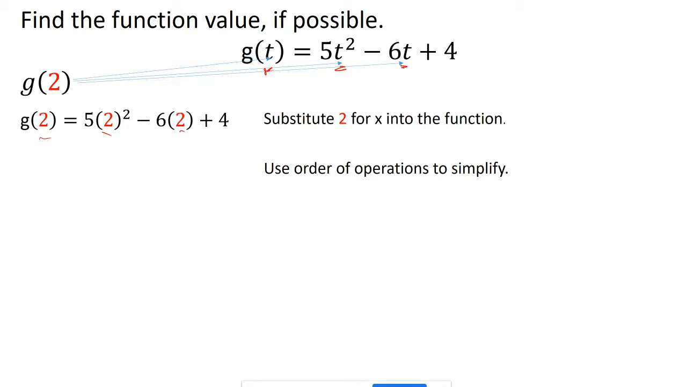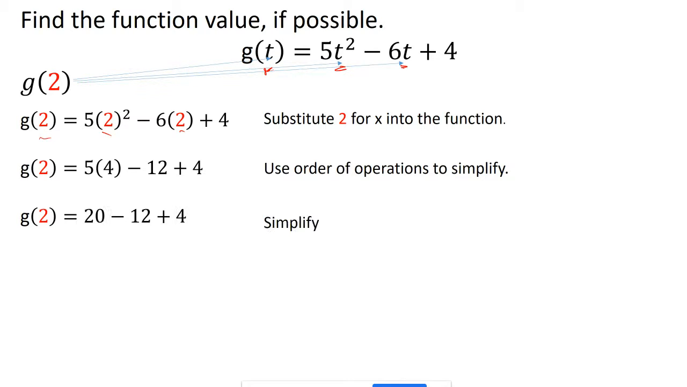So then we want to use order of operations to simplify. So we have 2 squared is going to be 4, and 6 times 2 will be negative 12 plus 4. 5 times 4 is 20, and minus 12 plus 4. And so we keep gathering our terms, simplifying, then we end up with g of 2 is equal to 12. Any questions? Okay.